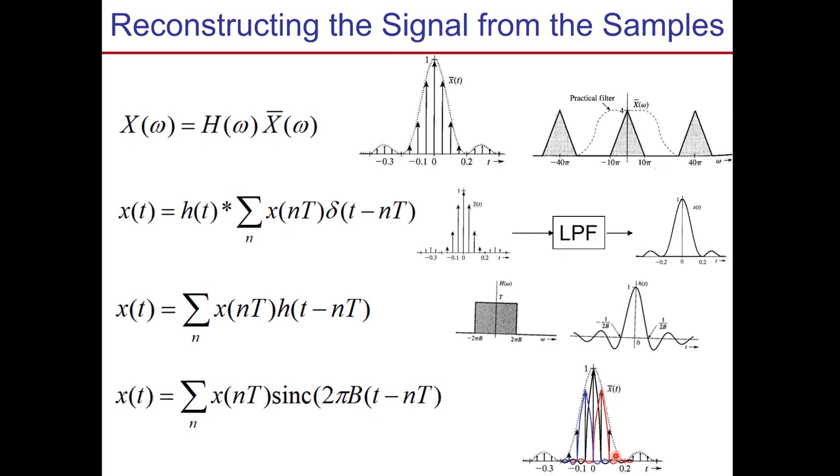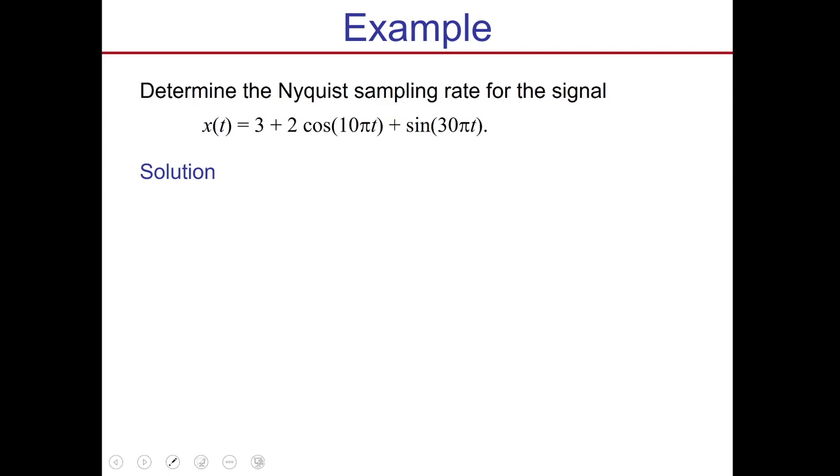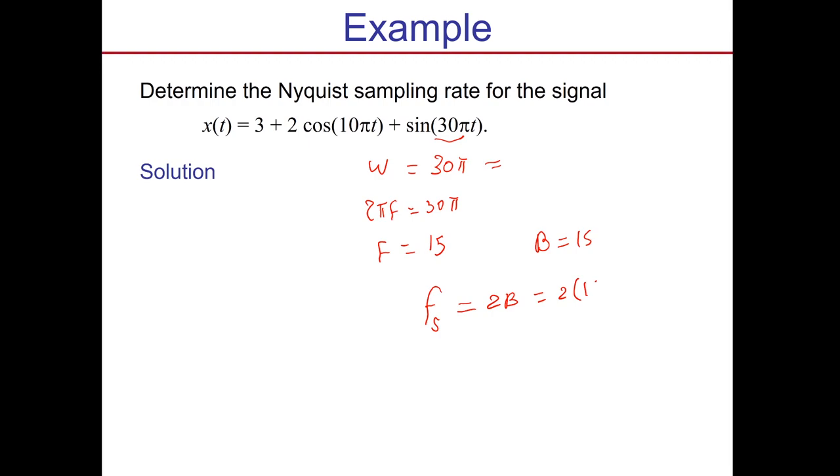Let's take this example. Here they said determine the Nyquist sampling rate of the signal. So now you have to look at the highest frequency or the bandwidth. Well, when we look here, the highest frequency is omega, this one. So that's 30 pi. So 2 pi f is 30 pi, so f is 15. You can call this the bandwidth, 15. So the Nyquist rate has to be twice the bandwidth, 2B, that is 2 times 15, that is 30 samples per second.